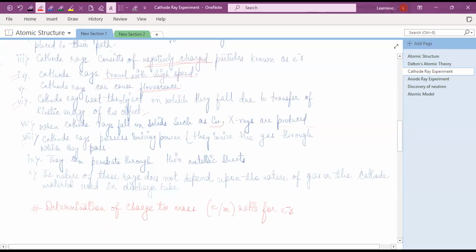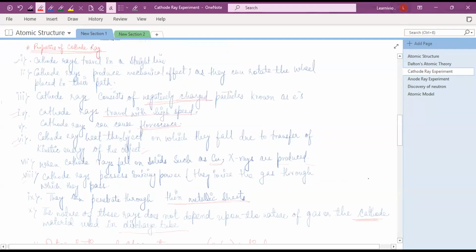Next, they can penetrate through thin metallic sheets. Cathode ray can also penetrate through thin metallic sheets. The nature of these rays does not depend upon the nature of gas or the electrode material which are used in the discharge tube. Right, you can use any material. It doesn't depend on the nature of gas used in the discharge tube and the material of the electrodes also. Clear? So you can write down or you can take a screenshot of it. Just take the screenshot, then we will move forward.